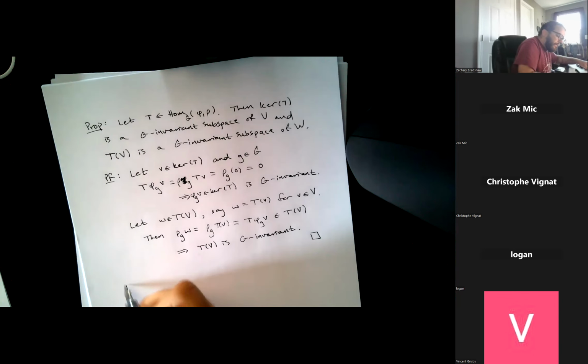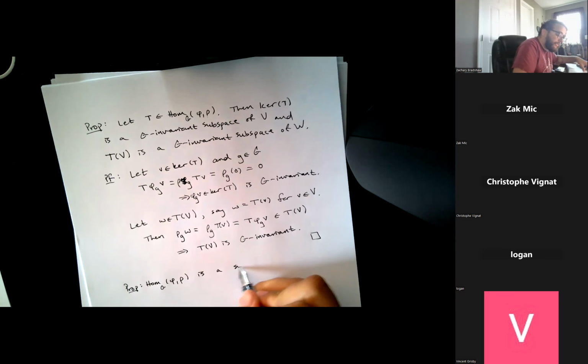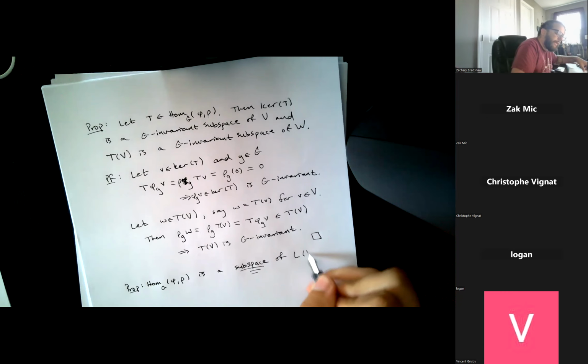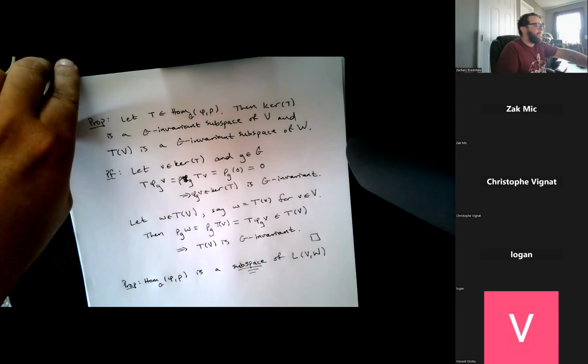So here is another statement that's true. It's not hard to prove, so I won't, to save some time. But this Hom set is in fact a subspace, not just a subset, of the set of linear maps from V to W, which itself is a vector space. So you just have to check a couple of axioms there.